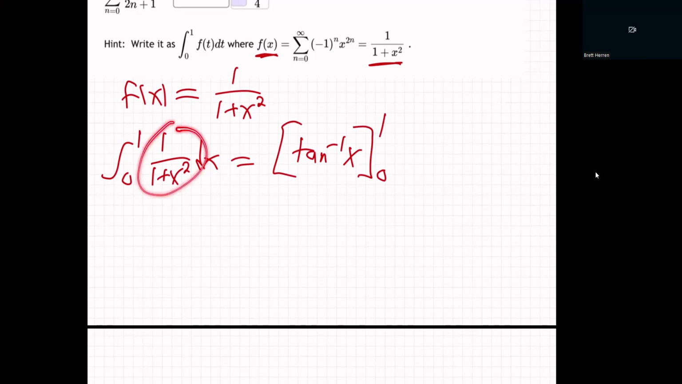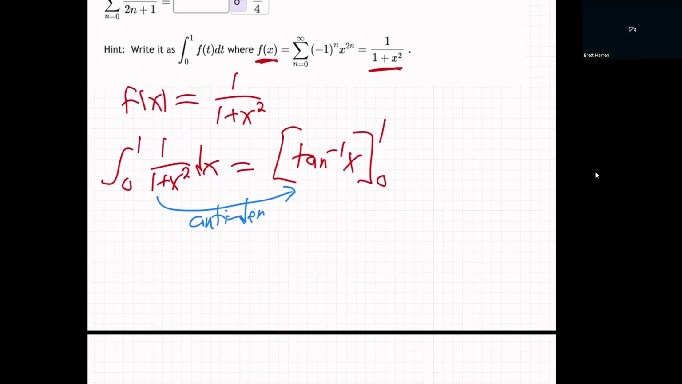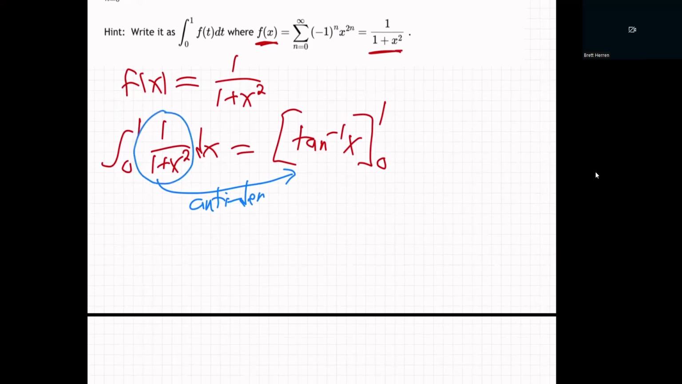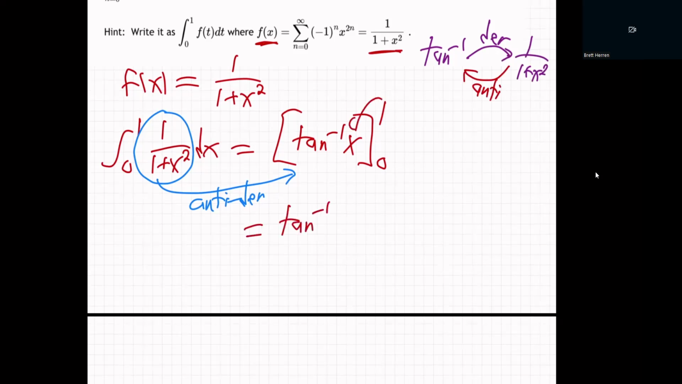So 1 over 1 plus x squared, the antiderivative is inverse tangent. You have to remember that. I know we've had a lot of antiderivative formulas, but there's a particular one. If you take the derivative of inverse tangent, it is 1 over 1 plus x squared, and so the antiderivative goes back. So plug in your 1: tangent inverse of 1 minus tangent inverse of 0. Now what's tangent inverse of 1?